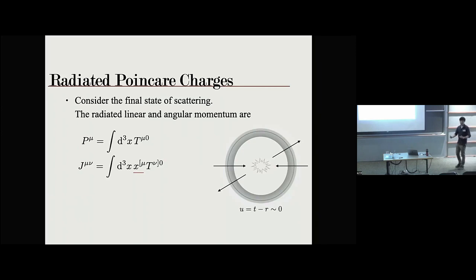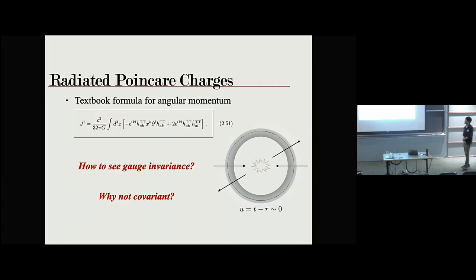Of course, we're definitely not the first ones thinking about calculating angular momentum. And if you open a textbook, there's the known formula for radiated angular momentum. But you can immediately ask the following questions. Since it's written in terms of the standard transverse-traceless component of the metric, how do I see that this formula is gauge invariant when I change to a different reference? And second, we know that angular momentum naturally is a rank-2 tensor, but this only gives you the spatial part of the angular momentum. So why can't we covariantize this standard formula?